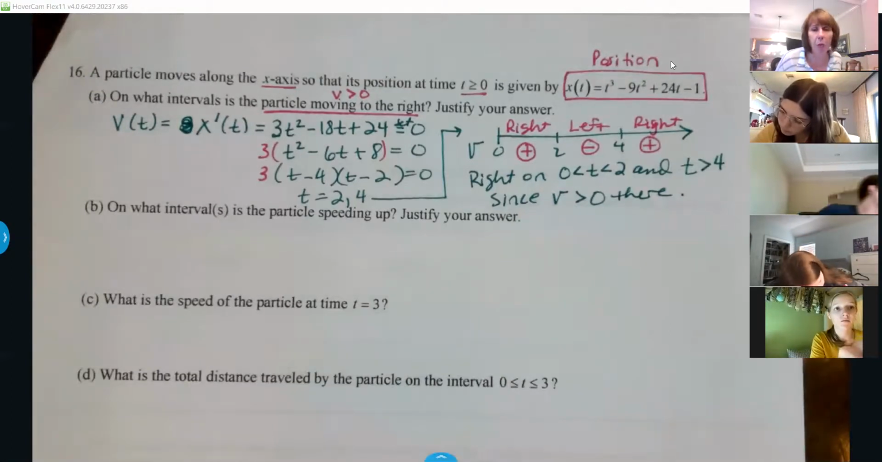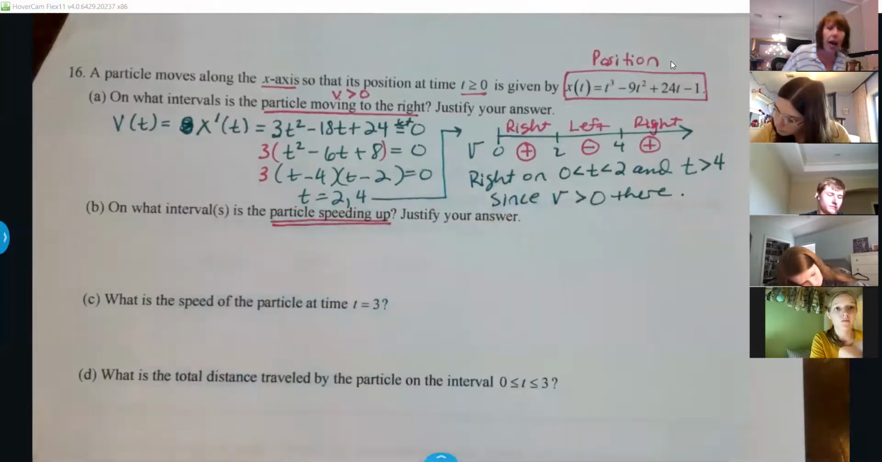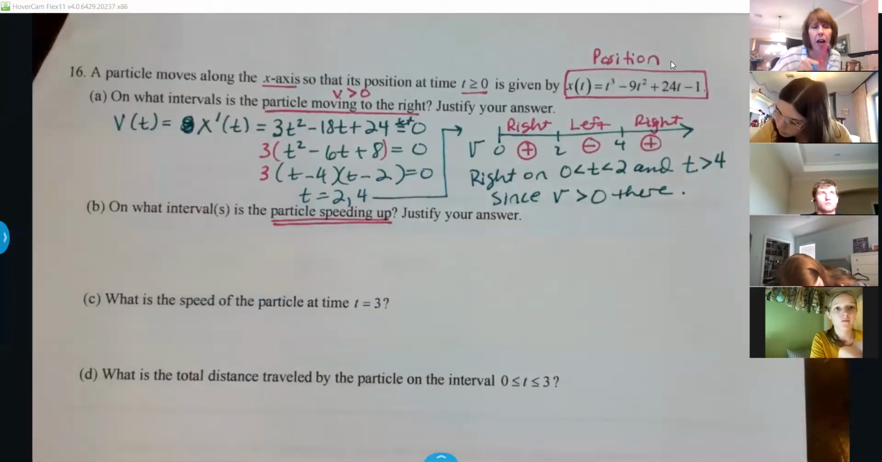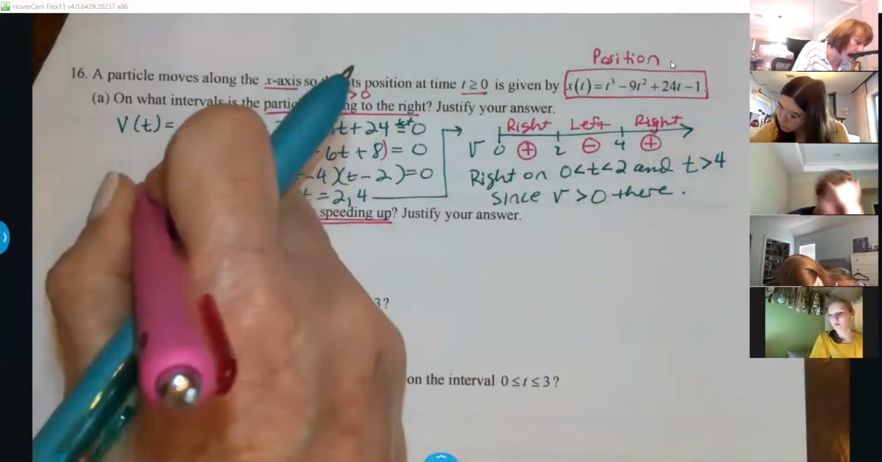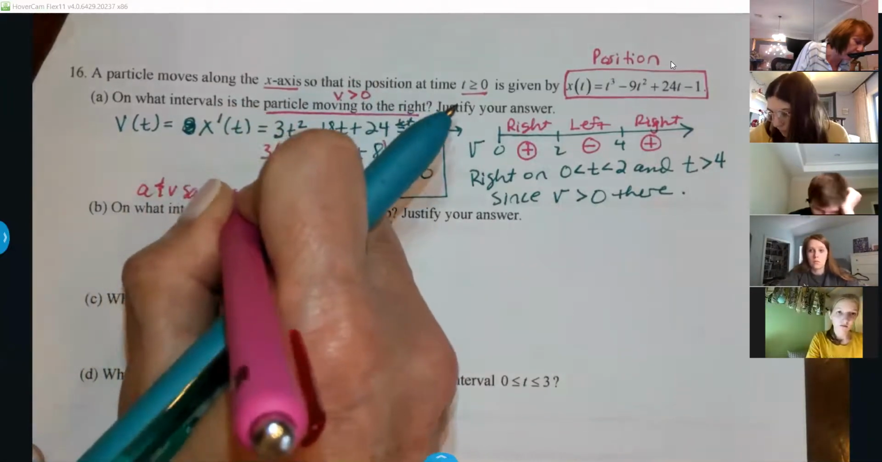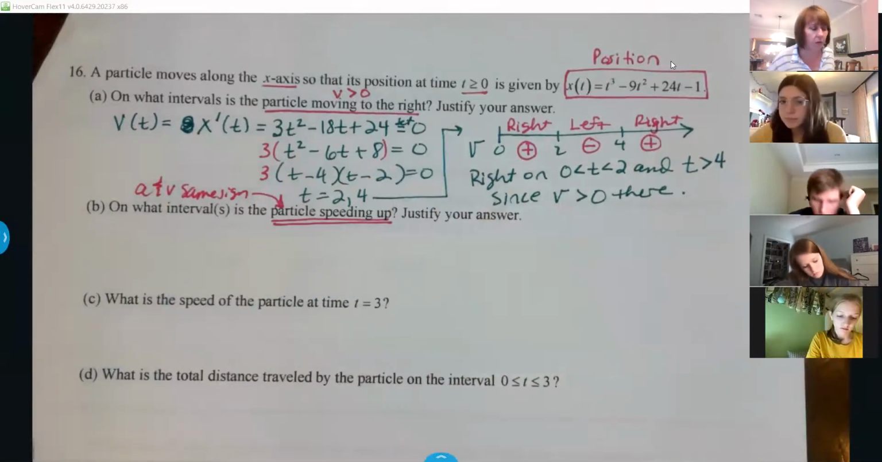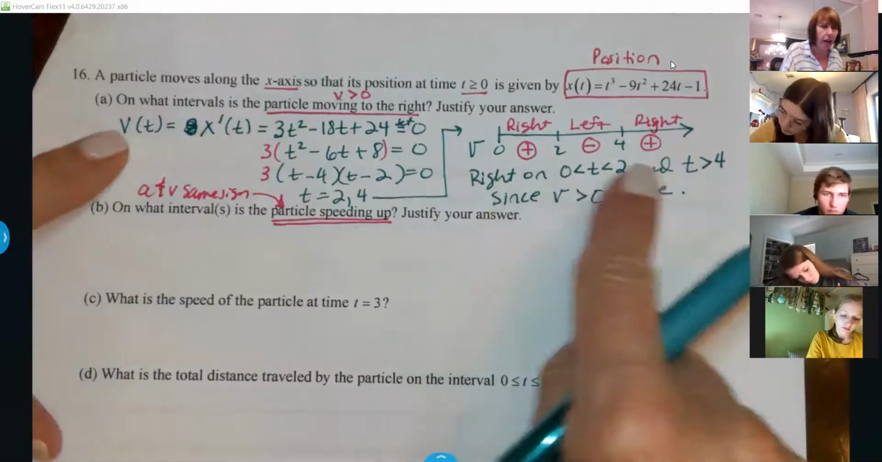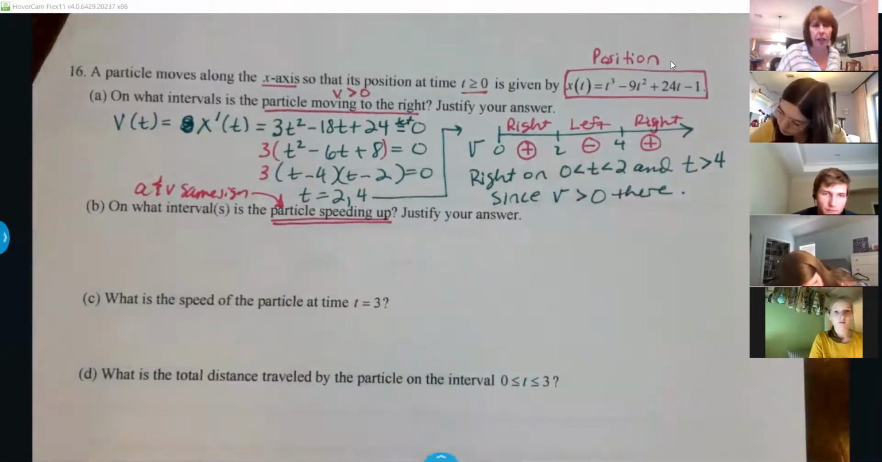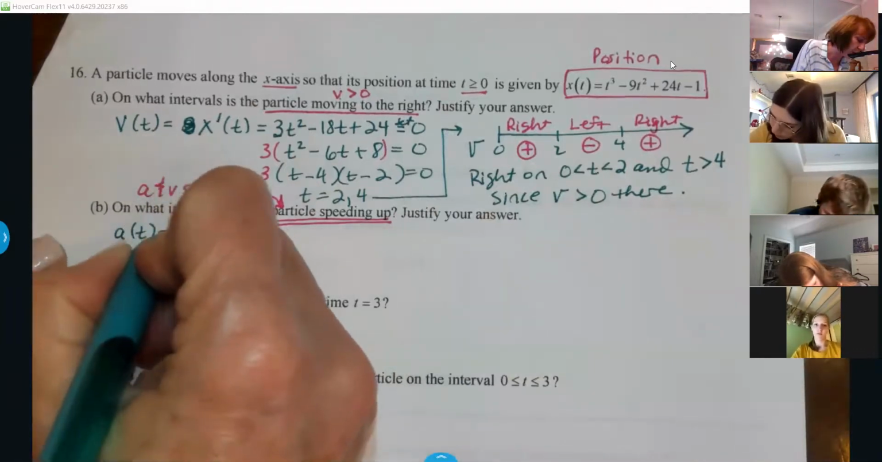Next up, part B, on what intervals is the particle speeding up? So again, when you see particle speeding up, I need you to be thinking velocity and acceleration have the same sign. So I need you to be thinking A and V have the same sign. That's going to be our justification. So I have the signs for velocity. Now I need to get the signs for acceleration. So I need to go find acceleration first.